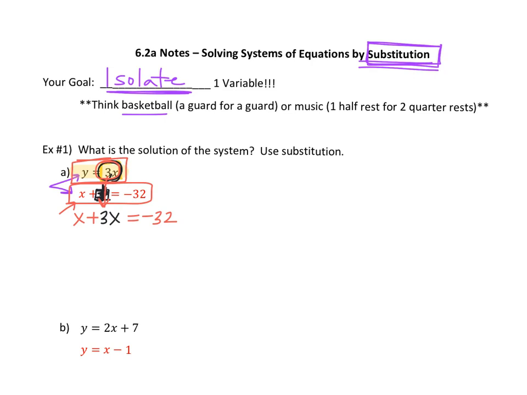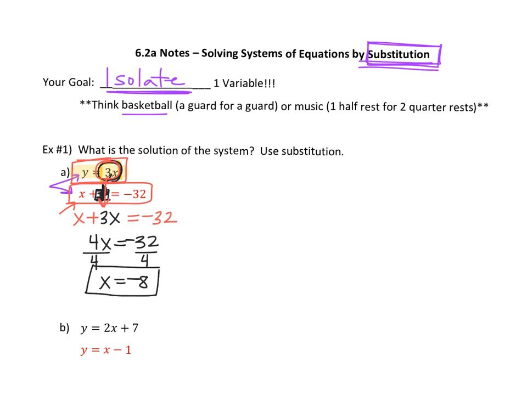So if I solve this equation now, x plus 3x is 4x equals negative 32, and then I'm going to divide by 4. So I get x equals negative 8. Okay, that's part of my answer. That's not the whole answer. Your solution, just like when we did graphing, right? When we graphed it, our solution was a point, an x value and a y value. It's the same thing for today.